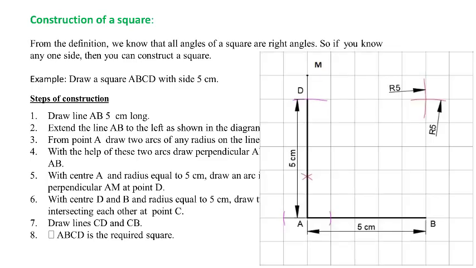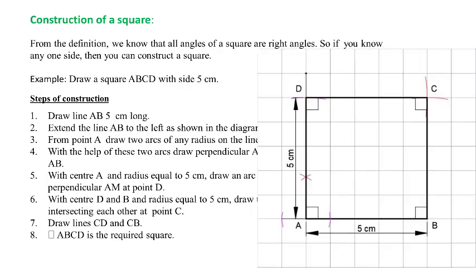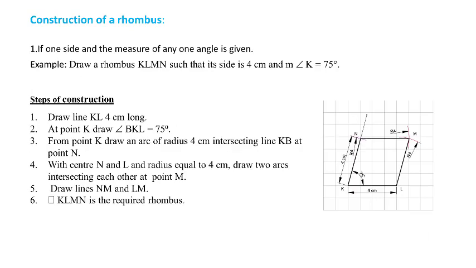Sixth step, with center D and B and radius equal to 5 cm, draw two arcs intersecting each other at point C. Seventh step, draw lines CD and CB. Now you get the required square.